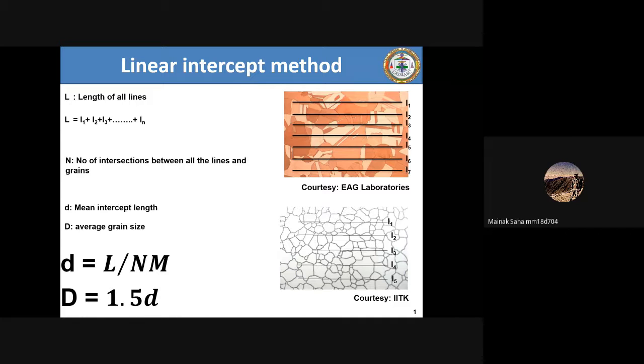There are a lot of ways you can find out this 1.5. We are not going to deal with it today because that will be a totally different topic. So capital D is equal to 1.5 d. Always remember, this is one of the simplest methods to find out the average grain size. So this is understandable. This much you have understood.